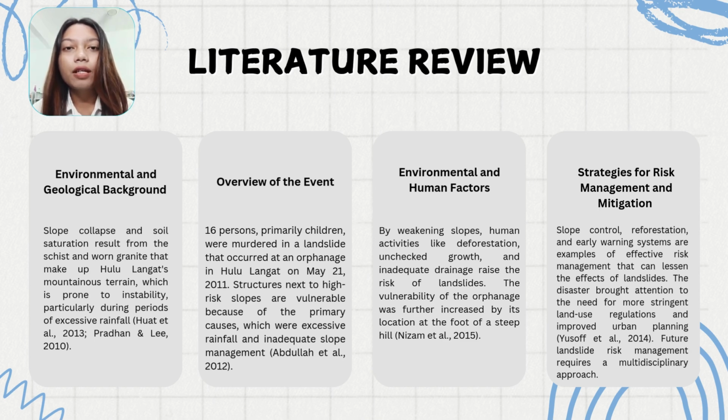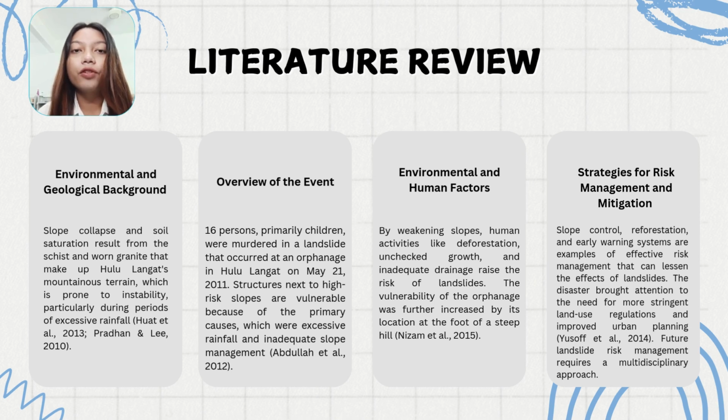I'm going to present about literature review for our project. So for the first one is environmental and geological background. Slope collapse and soil saturation result from the schist and weathered granite that make up Hulu Langat's mountainous terrain, which is prone to instability, particularly during periods of excessive rainfall.